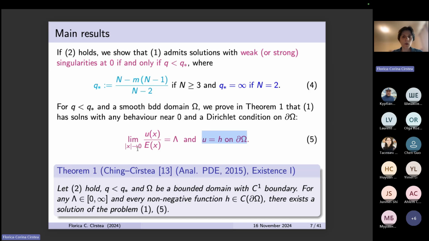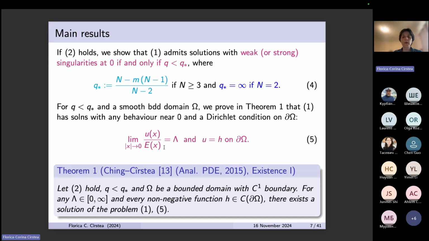And the condition at 0, of course, will be comparable. We need to compare u with the fundamental solution, and we take the limit as x goes to 0 of this ratio, denote that limit as capital Gamma, and it can be either 0 corresponding to removable singularities, or positive and finite corresponding to solutions with weak singularity, or capital Lambda being infinity corresponding to strong singularities.